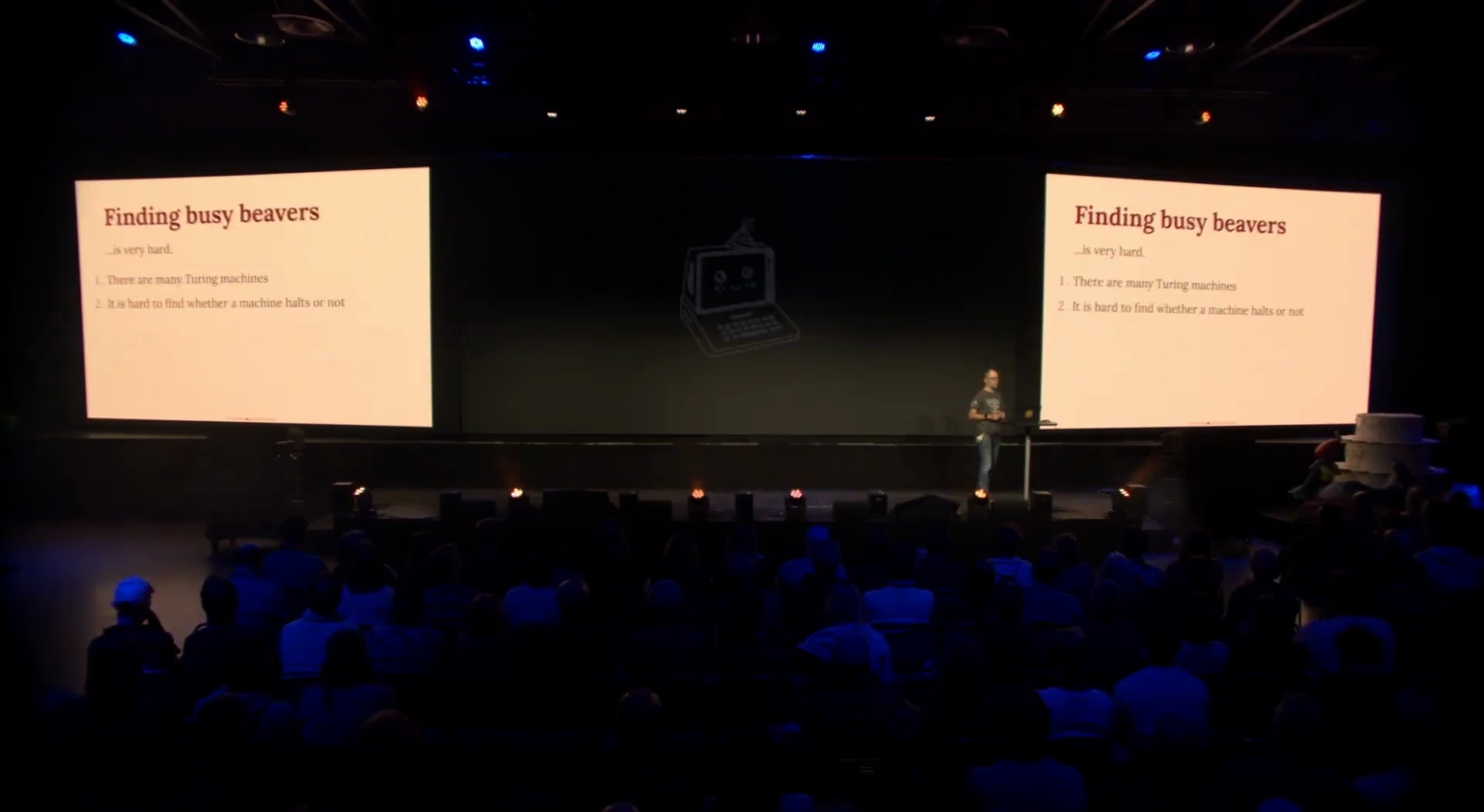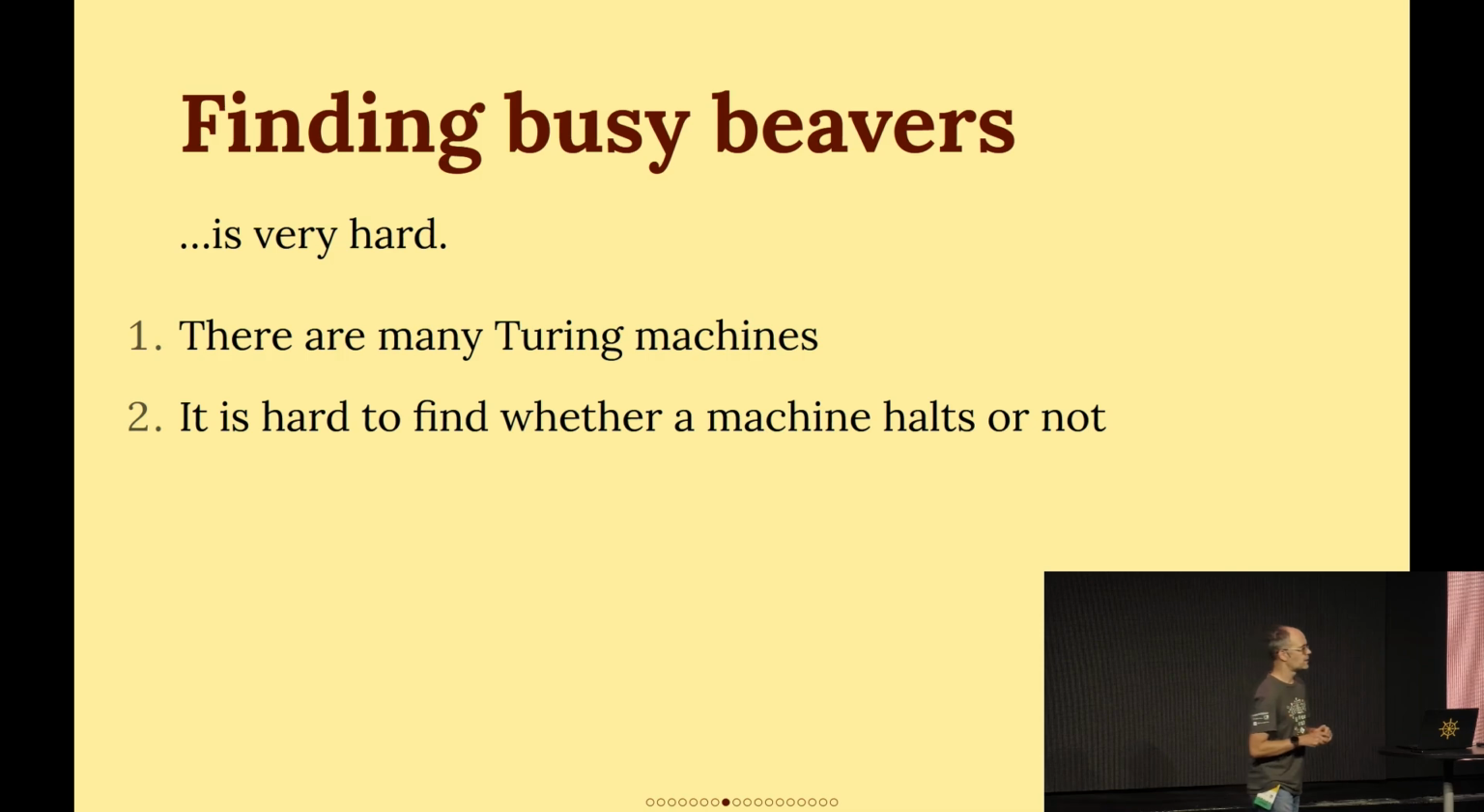How? Well, because finding busy beavers, these Turing machines, is very hard for 2 reasons. The reason number 1, there are a large amount of those. Because you can create a large number of Turing machines for a given set of states, because they are defined by their function, by their table, and there are many combinations. And the second reason is because it's hard to find whether a machine halts or not. This is the famous halting problem.